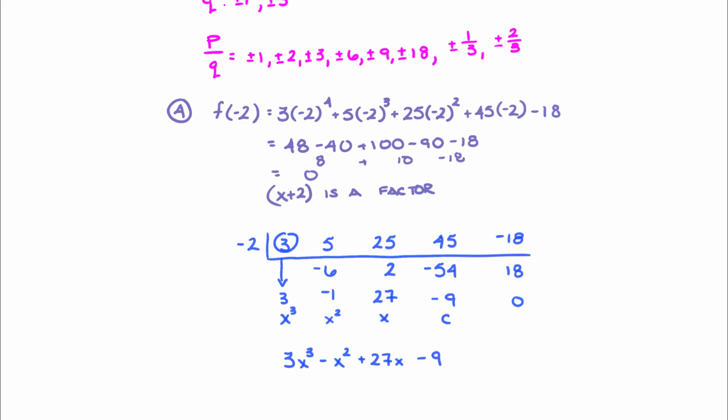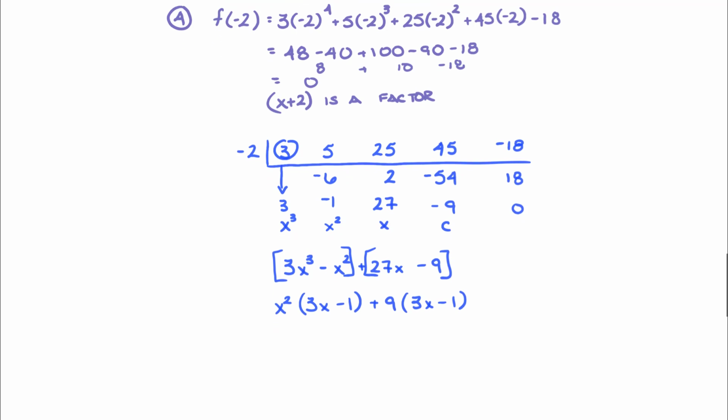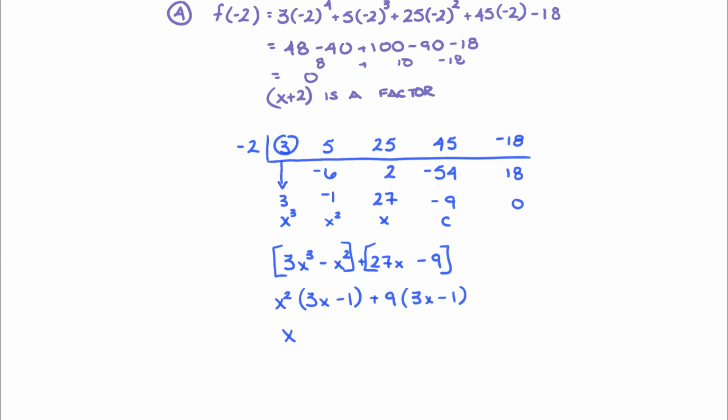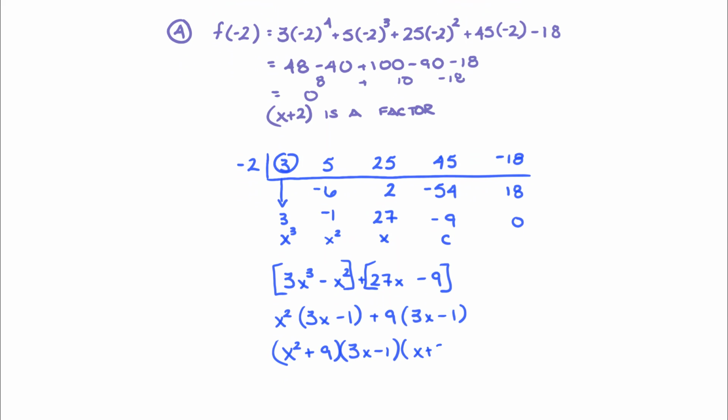And what we can do with this is factor by grouping. So we look at the first two terms, they share an x squared in common. So we factor that out, that gives us 3x minus 1. The last two terms, they do share a 9 in common. And we factor that out and we get 3x minus 1. So the depressed equation factors into x squared plus 9 and 3x minus 1. And then we pull down the factor that we found previously, which happens to be x plus 2. And this generates the factored form of the given function at the beginning of the problem.